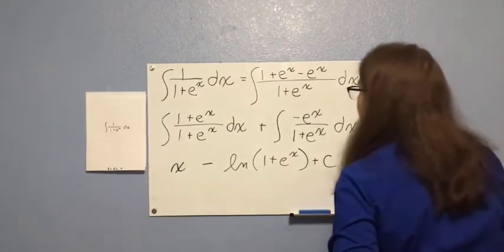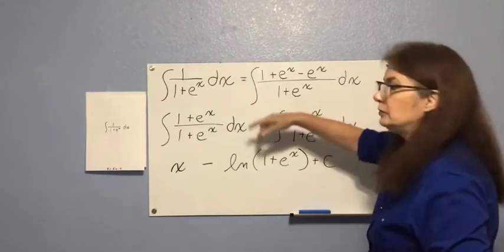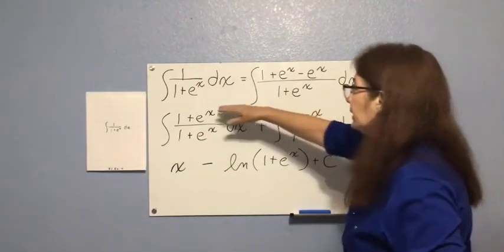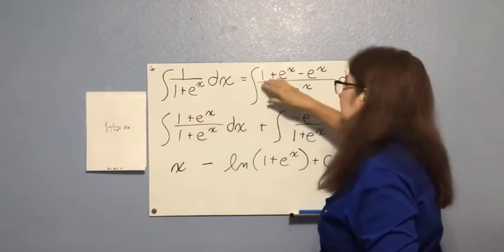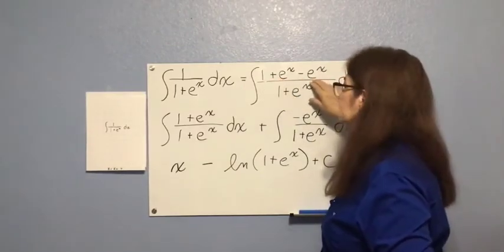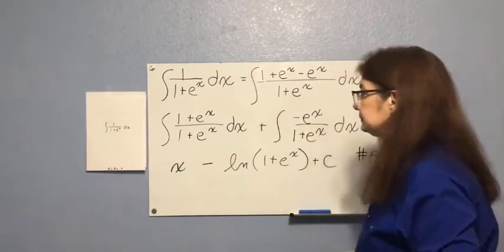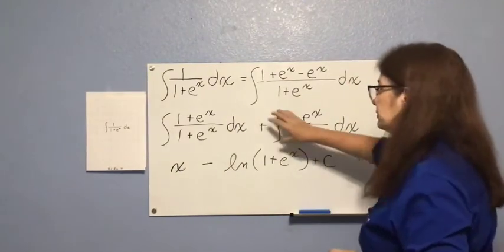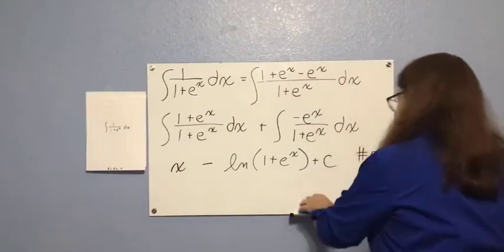Okay, and just a reminder, I can split numerators. I cannot split this denominator. So what did I do? I made the numerator such that I could split it and give me the two integrals. Okay, so always remember that. I can only split numerators this way.